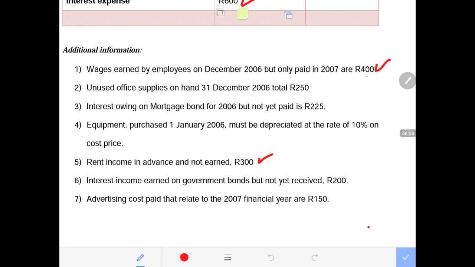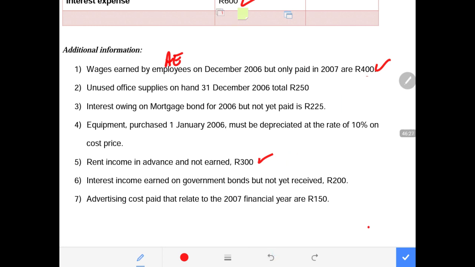I want to highlight some very important things here. We had accrued expense here. We also had accrued expense here. And here we have income received in advance. Now at least we have covered two things that are very crucial regarding accounting.